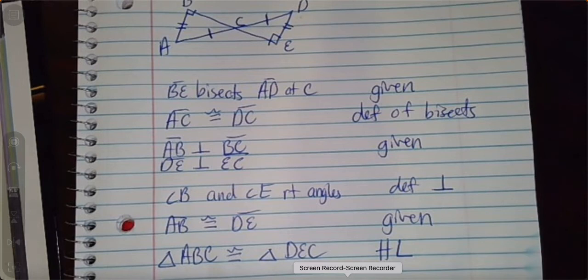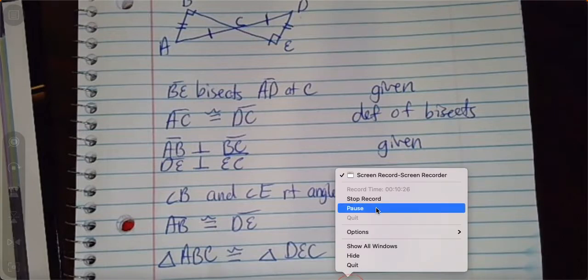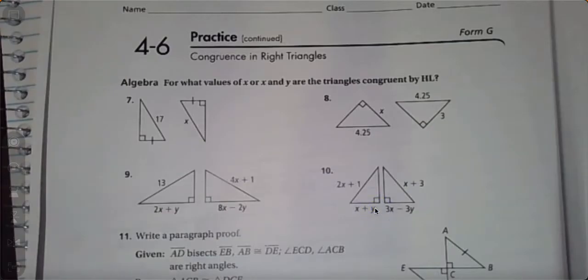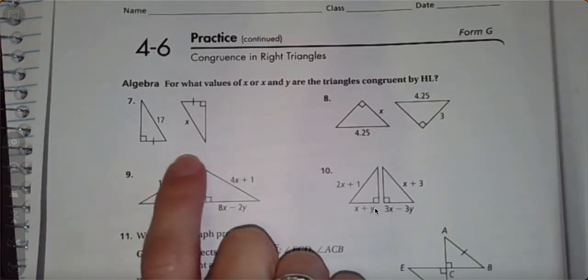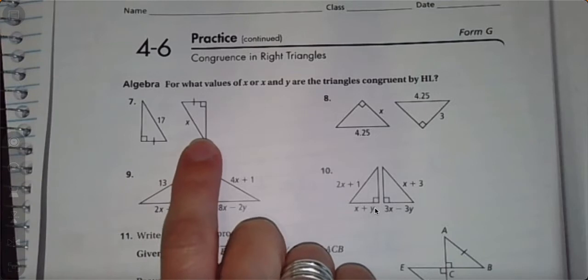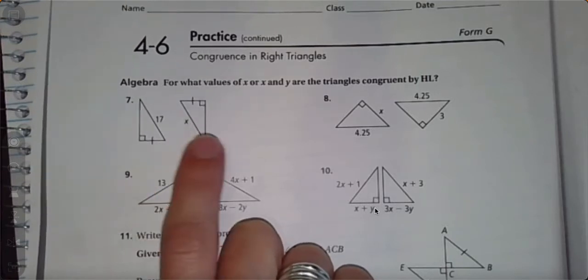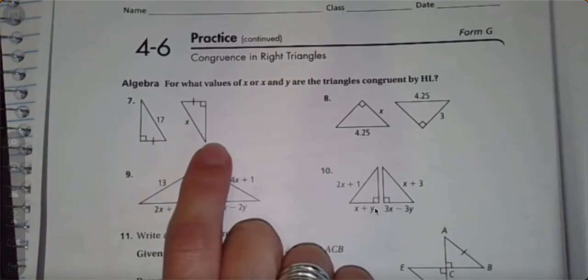So we have some proofs today. Let me look at this and see which ones I'm going to give you. Looking at 7 and 9. For what values of x, or x and y, are the triangles congruent by hypotenuse leg? So on my number 7, y'all are doing the evens. What would this x need to be for these two triangles to be congruent by hypotenuse leg?